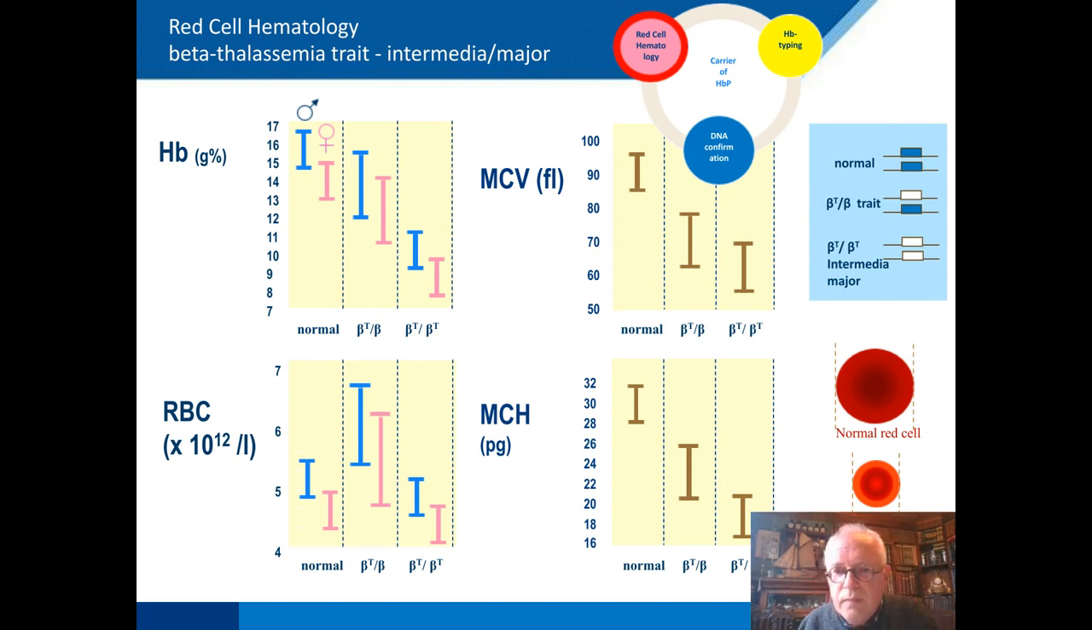This, however, does not account for the patient. The red blood cells are lower than normal, and that's because of the hemolysis. You lose red cells because of the excess of alpha globin chains.